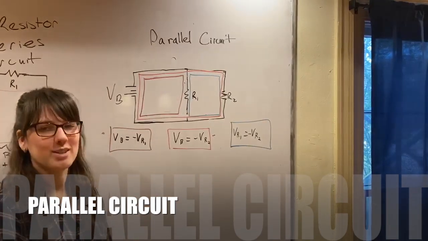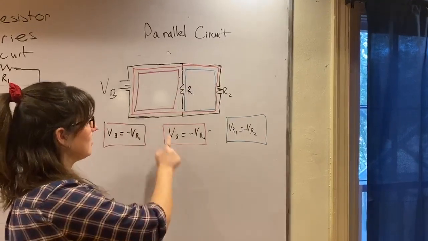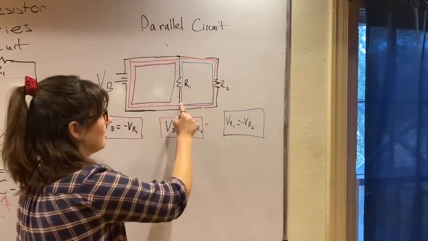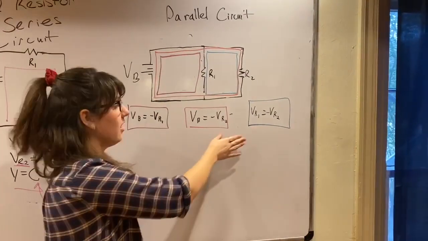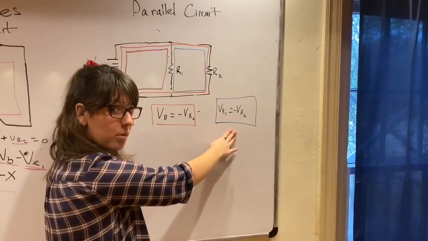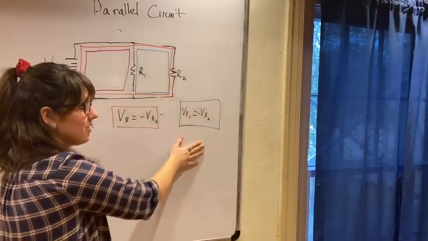This is a parallel circuit. We have 3 loops. This is loop 1, this is loop 2, and this is loop 3. These 2 are very supported by our data. However, this one appears to not be supported by our data, but because we measure one of the resistors opposite, it is supported by our data.